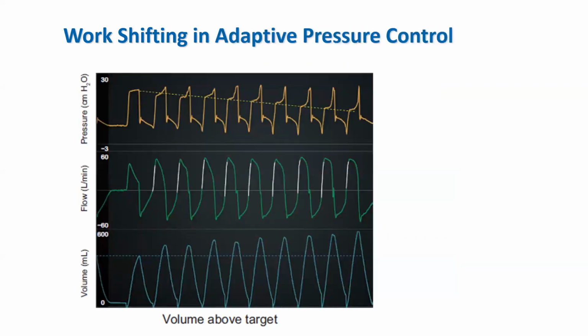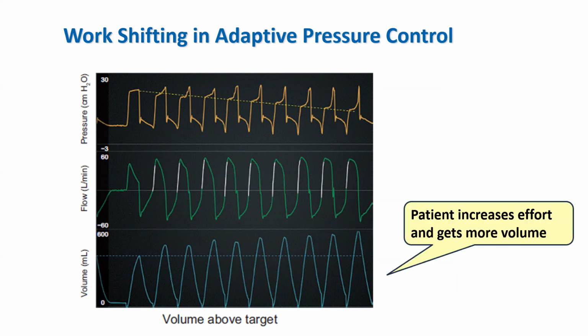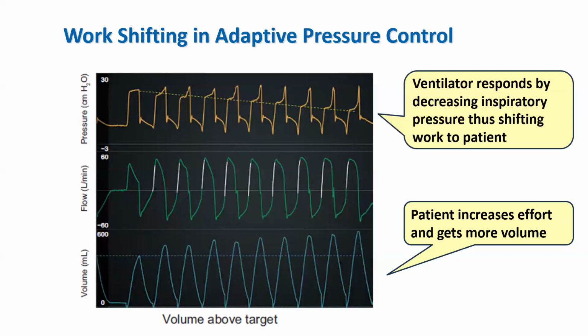Here is work shifting in adaptive pressure control, or in a mode like pressure regulated volume control, or volume support. As the patient increases effort, the tidal volumes get larger and larger, but the ventilator has adaptive targeting. It responds by decreasing the inspiratory pressure. So the tidal volume stays relatively constant. However, the patient is doing more and more of the work. So that's a clinically different situation than work shifting in volume control, but still something that needs to be monitored.